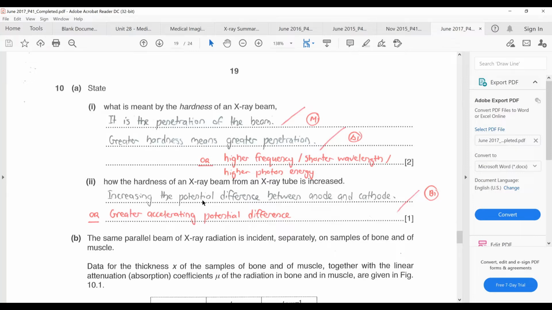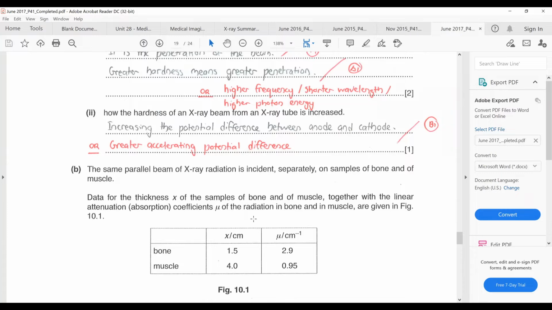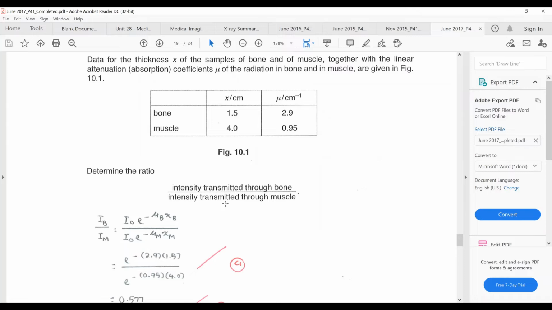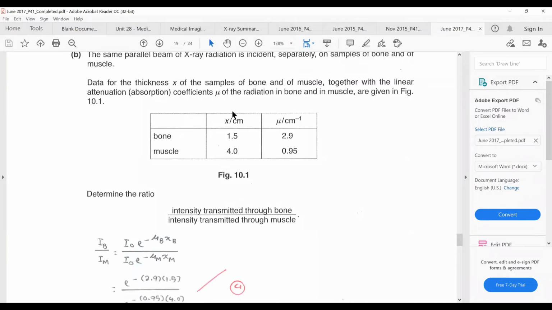Right. Then if you move on to part B, it is talking to you about the same parallel beam of X-ray radiation incident separately on samples of bone and of muscle. Data for the thickness x of the sample of bone and muscle, together with linear attenuation coefficient mu of the radiation of bone and muscle, are given in this figure. Find out the ratio of intensity transmitted through the bone and intensity transmitted through the muscle. Okay. So to understand this one here, you can just think of it as this.